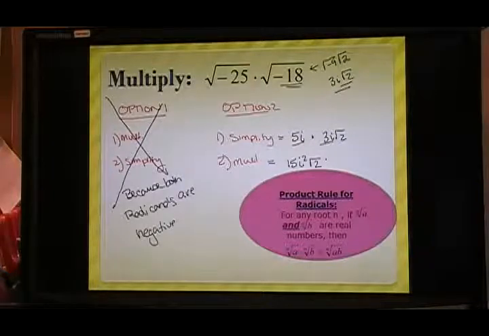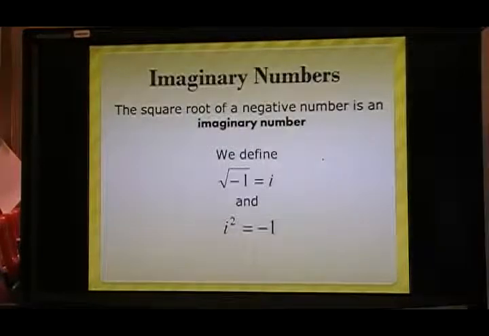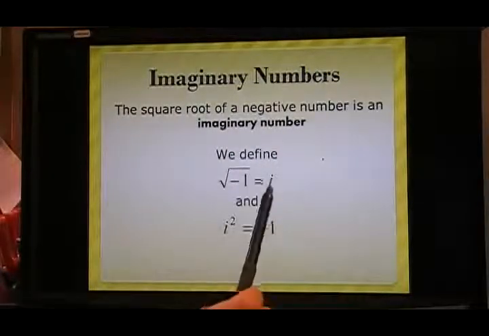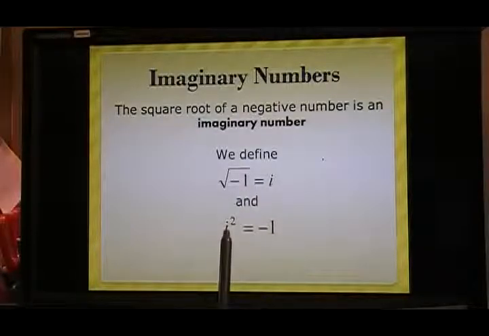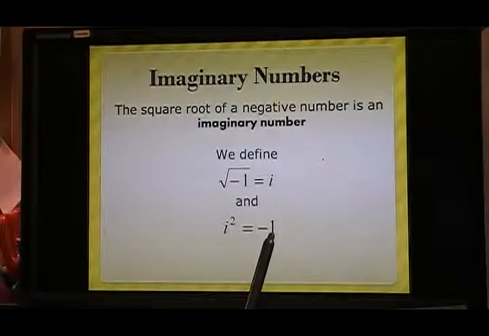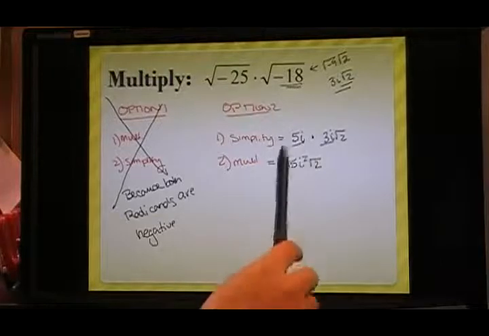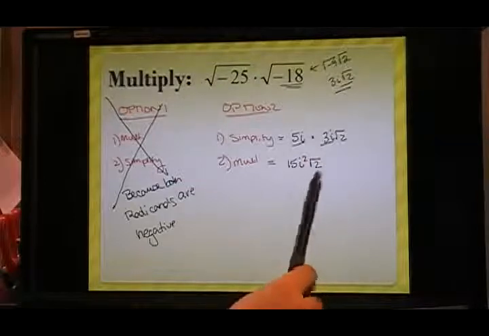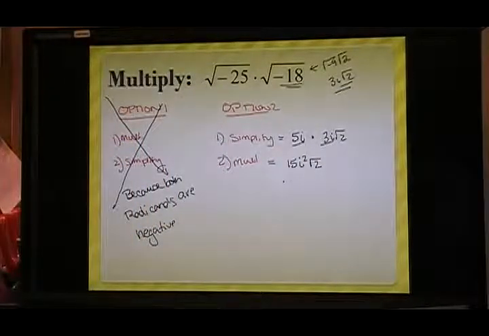And if you go back to the first slide, or second slide, I said if we've got the square root of a negative 1, we'll always write it as i. And if we have an i squared, we'll always rewrite that as a negative 1. So where we are in this problem, we have 15i squared root 2. We need to take this i squared and write it as its equivalent, which is negative 1. So this is the same as 15 times negative 1 times the square root of 2, or negative 15 root 2.